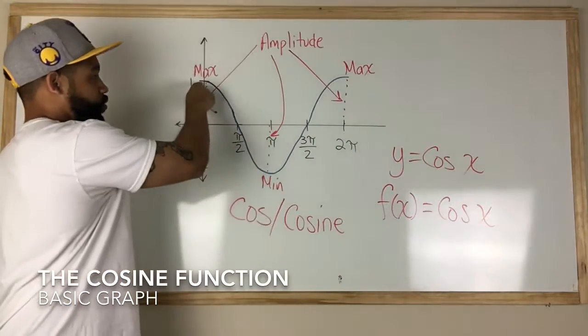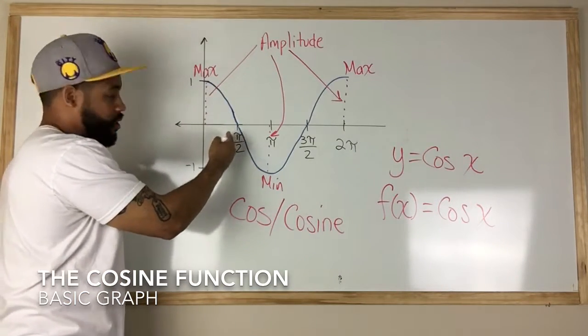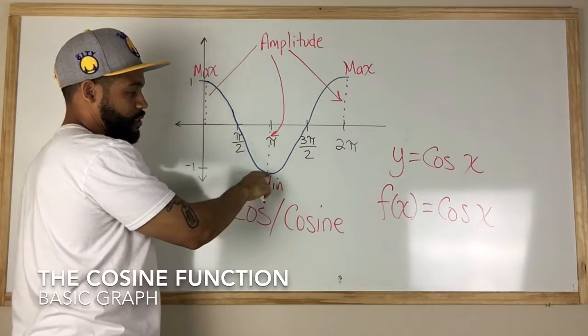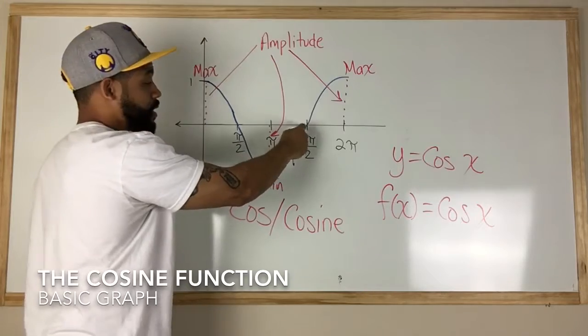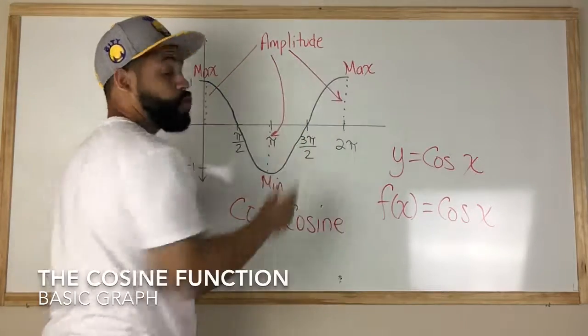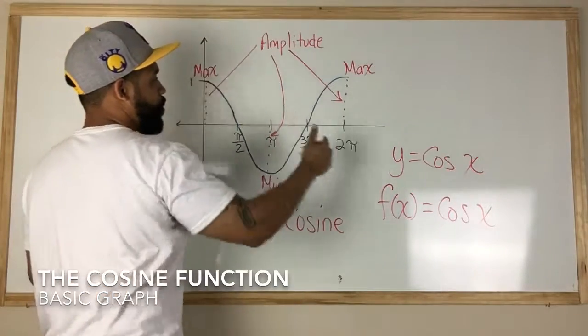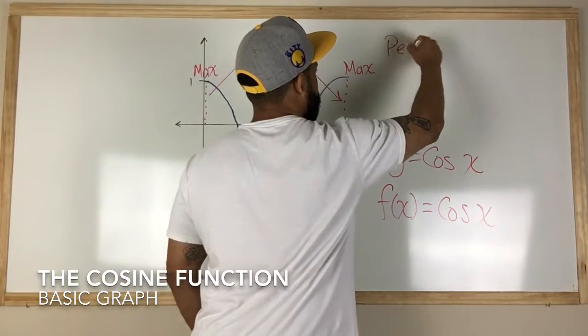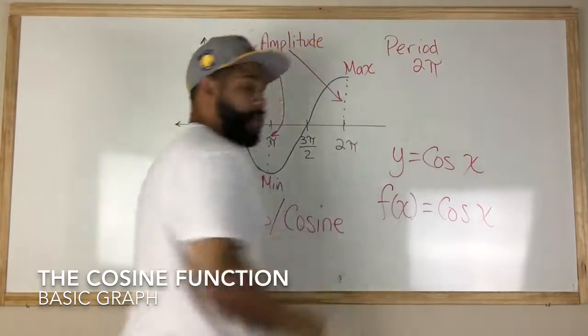Notice it goes from a maximum point down to the center at pi over 2 radians. When we get to pi radians, it's at the minimum point. Back up to 3 pi over 2 radians, it's at the center. And at 2 pi radians, it's at the maximum point. So notice the period here is also 2 pi, okay?